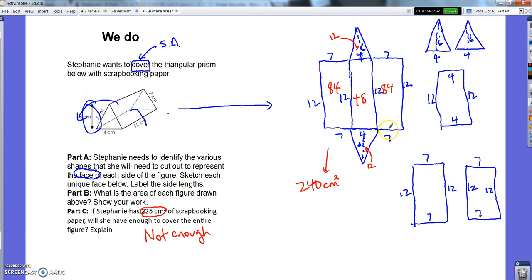And my explanation would be, we find our surface area, we know we need 240. And so 225 is less than 240 that comprises the surface area of our figure. So we don't have enough. All right. So that's how surface area works. You just kind of unfold or take apart the 3D object, and that helps you envision the area of each face and then put it back together.